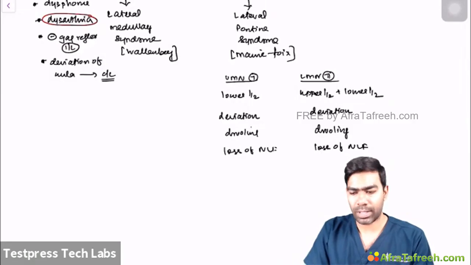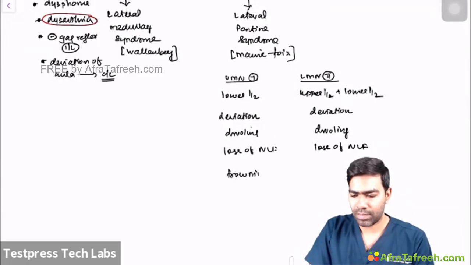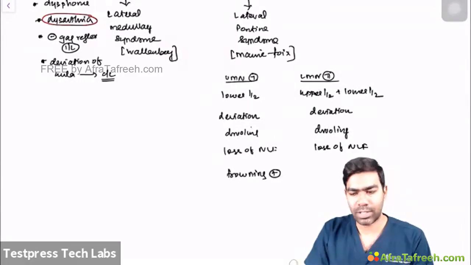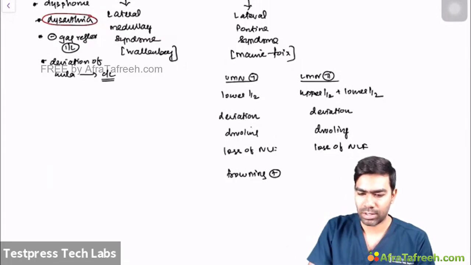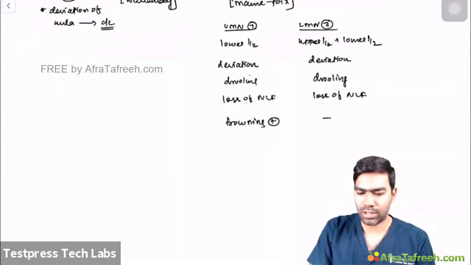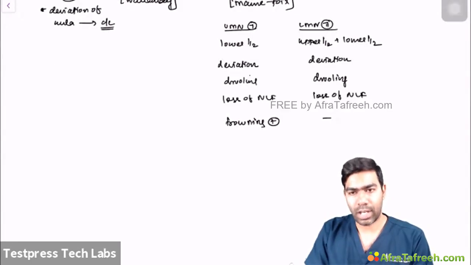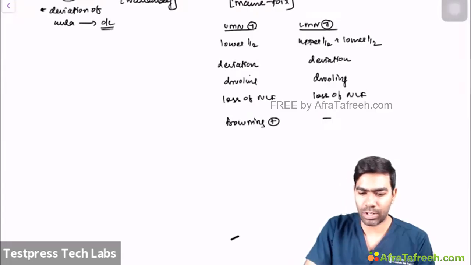But one important thing is that frowning will be intact in the setting of a UMN 7, because the upper half of the face will not be affected. Whereas here it will be lost in LMN, and at the same time closure of the eyes due to orbicularis oculi will not happen. That will have a significant impact, which means you will see the Bell's phenomenon here in LMN 7. Bell's phenomenon.